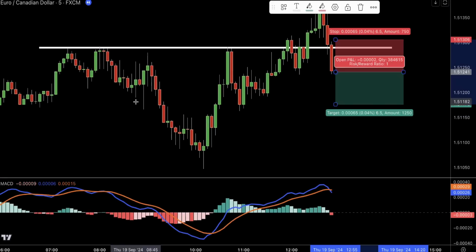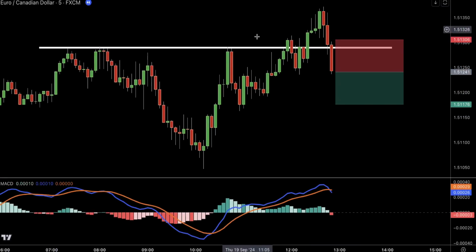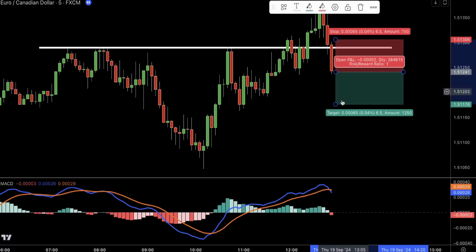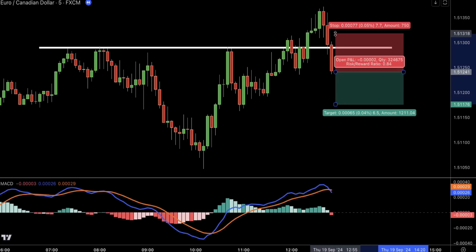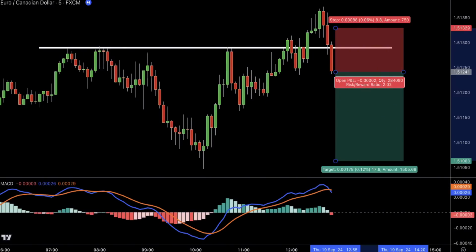Now that we have alignment between the 5-minute and hourly charts, it's time to execute the trade. Place a sell order at the close of the bearish candle following the liquidity sweep. Set your stop loss a little above the resistance level to account for potential price fluctuations. Aim for the next support level with a 2-to-1 reward to risk ratio.